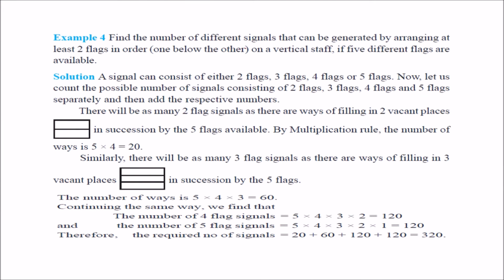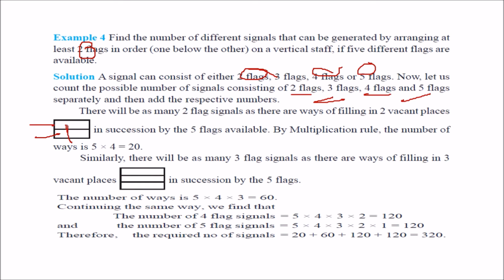And find the number of different signals that can be generated by arranging at least 2 flags in order, one below the other. So these flags are ordered one below the other on a vertical staff. If 5 different flags are available, a signal can consist of either 2 flags, or 3 flags, or 4 flags, or 5 flags. Now just count the possible number of signals consisting of 2 flags, 3 flags, 4 flags and 5 flags.